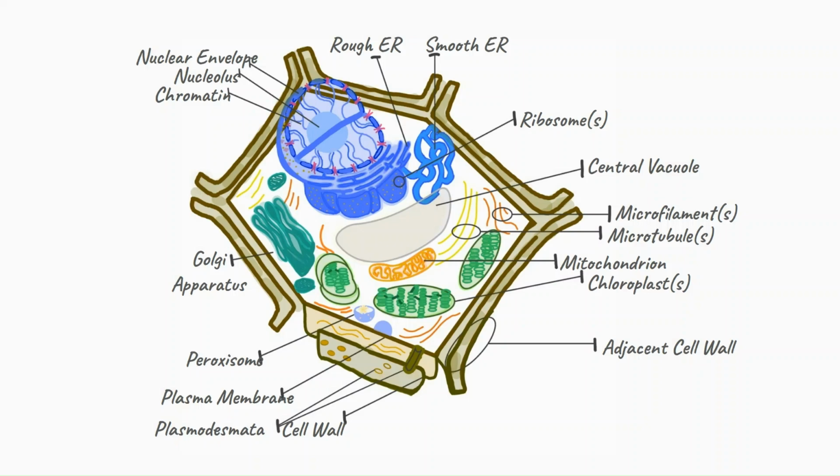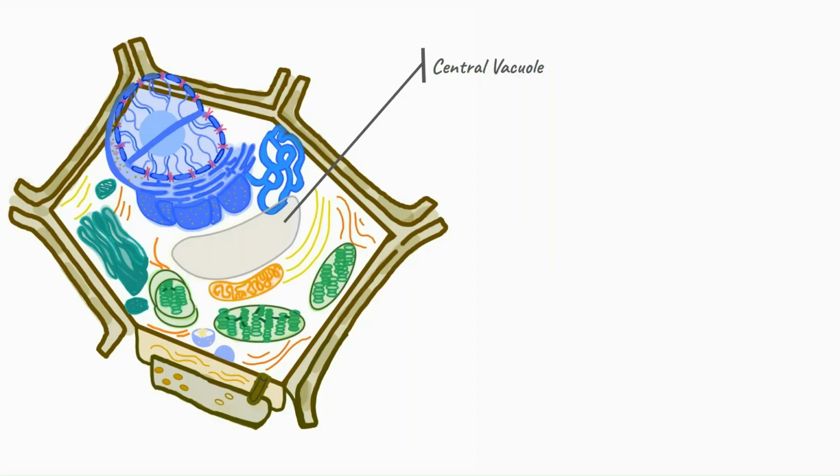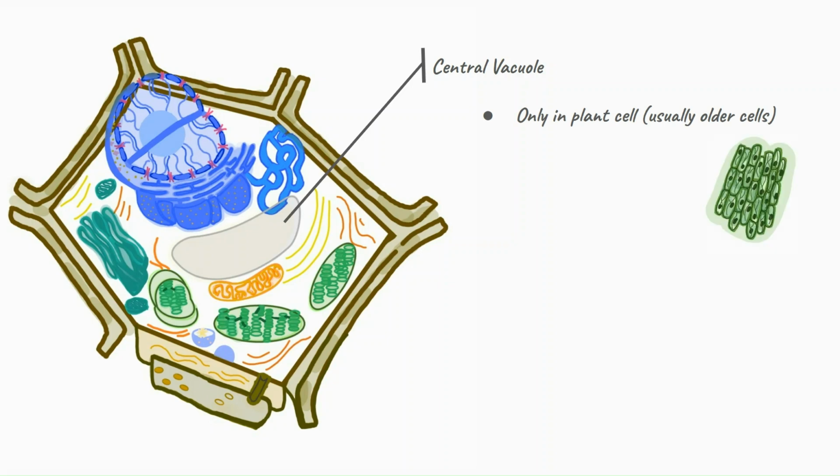Alright, back to the original diagram. So we are moving clockwise around the cell. We are now going to look at the central vacuole. That is this beige-colored empty space in the center of the plant cell. So this structure is only in plant cells and usually found in older plant cells. They are membrane bound. The functions include storage space, usually for water, but also nutrients too.